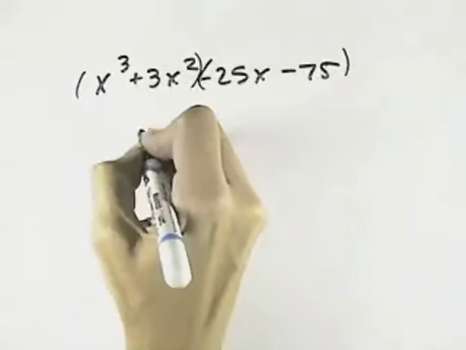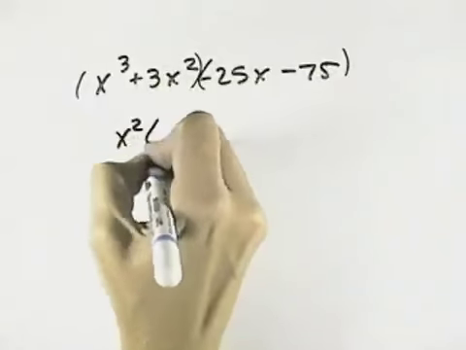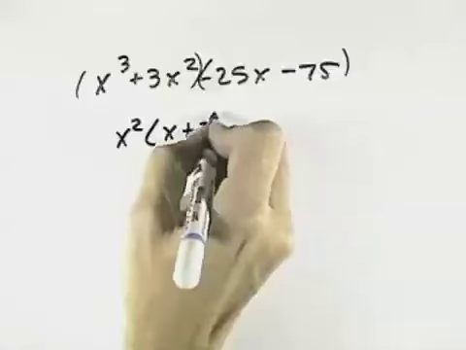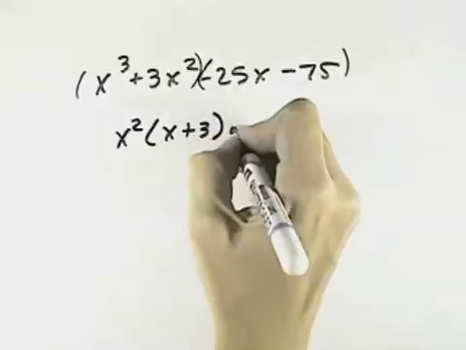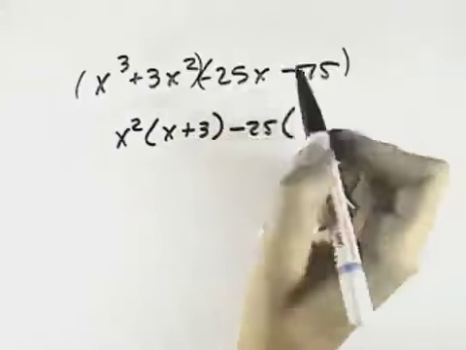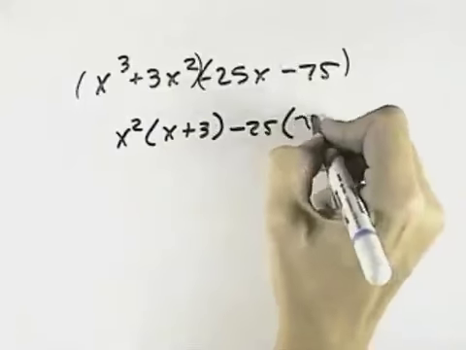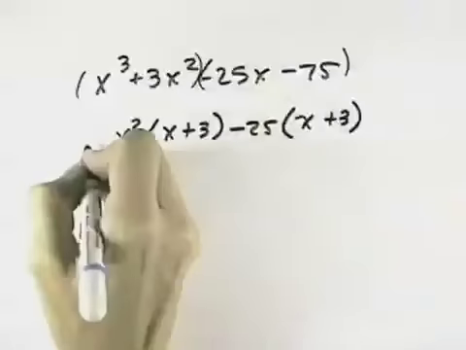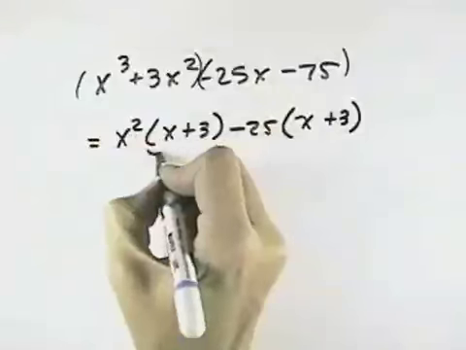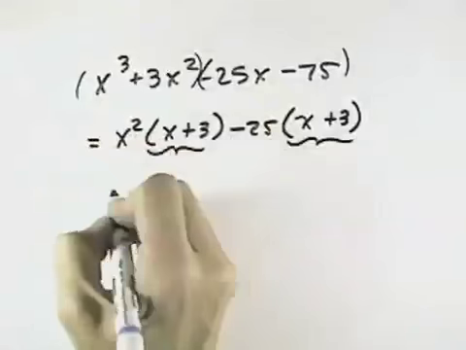The first two terms have an x squared in common, so if I divide out the x squared, I'm left with x plus 3. The second set of terms have a negative 25 in common. If I divide out a negative 25, I'm left with a positive x and a positive 3. I can see the grouping is going to work because I now have the common factor of x plus 3.